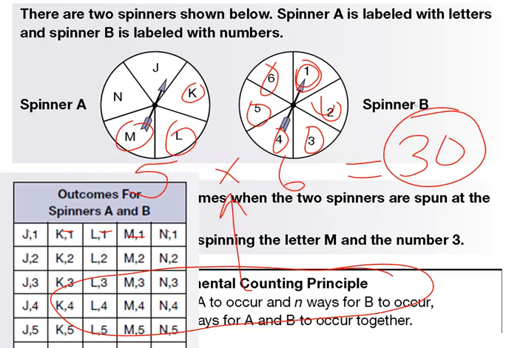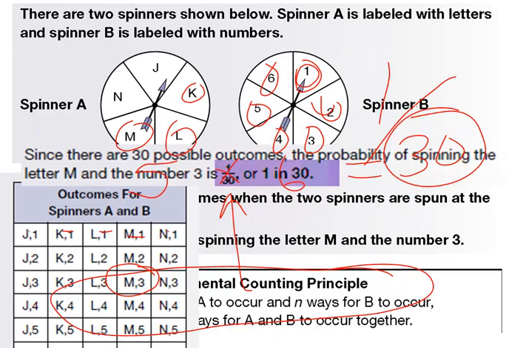So it says, what's the chance of us getting M and the number 3? Well, it's right there. There's only one M3 on that entire chart. So what's our answer going to be? It's going to be 1/30, or 1 in 30. I know that's a lot to take in. We'll do this many times. You'll get it down. Believe me, you'll understand it.